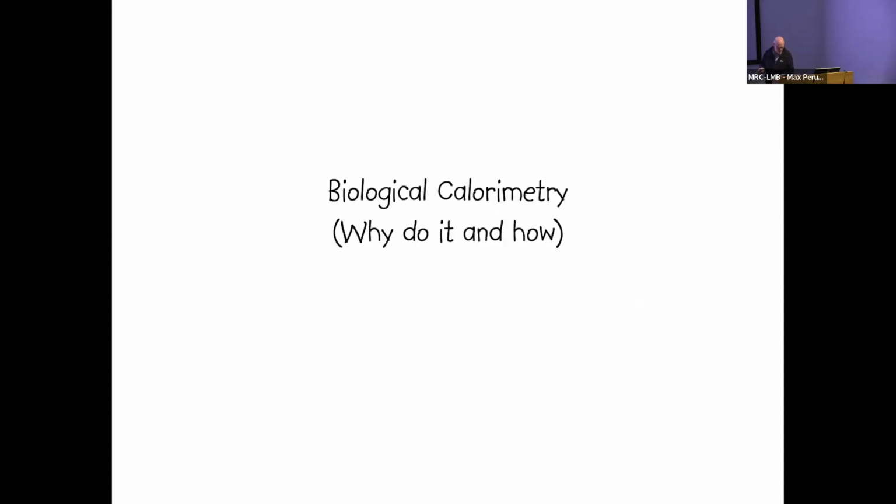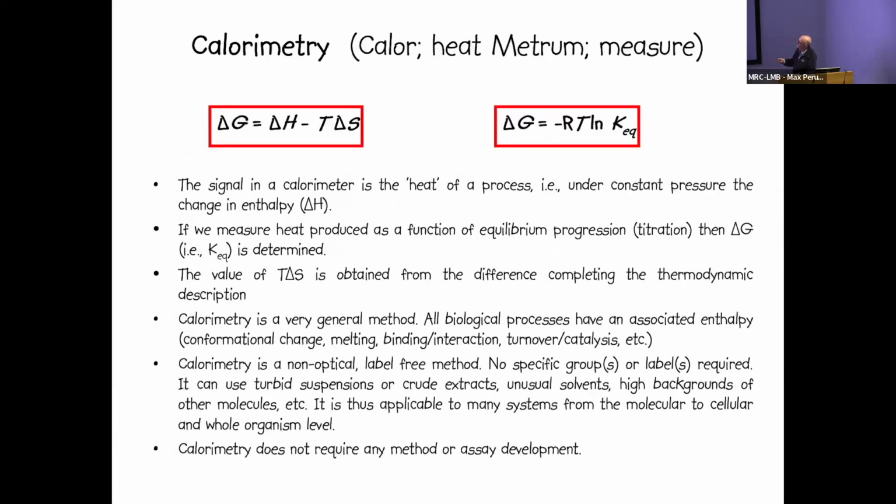So biological calorimetry, why would we do it and how would we do it? Well, calorimetry by definition means basically to measure heat. And the heat of the process under constant pressure is effectively equal to the change in the enthalpy of the process. If we can measure this enthalpy or the heat during a reaction as a function of the equilibrium position in some sort of titration, then we can determine the equilibrium constant and we can therefore get the free energy.